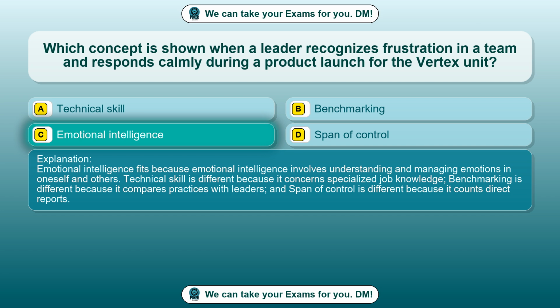Technical skill is different because it concerns specialized job knowledge. Benchmarking is different because it compares practices with leaders, and span of control is different because it counts direct reports.